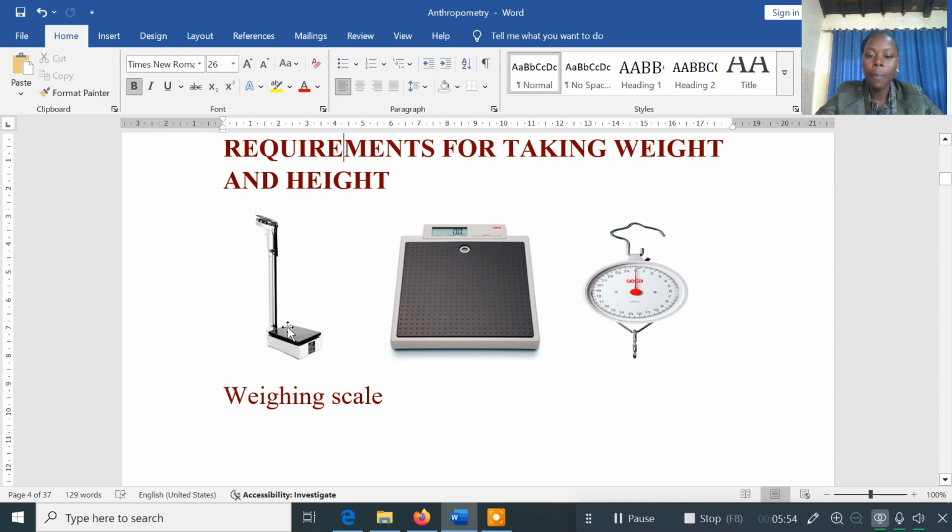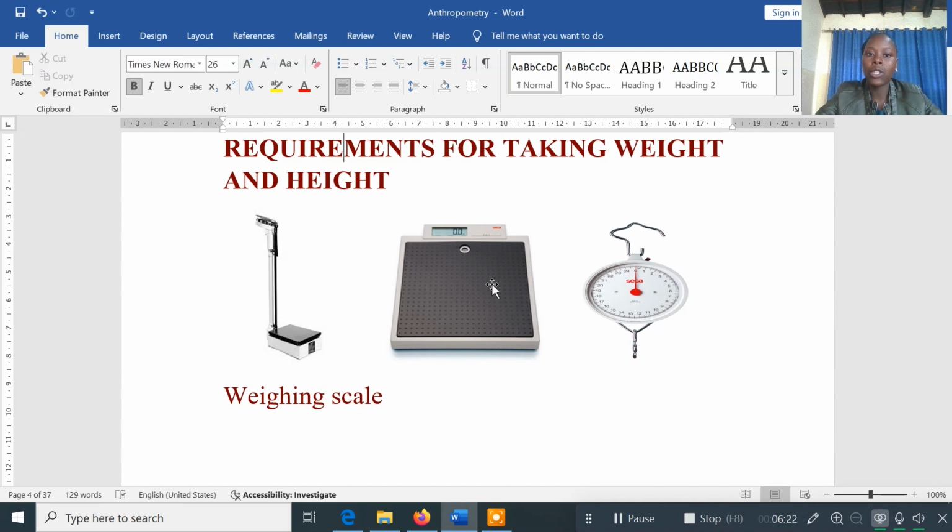Then we also have this other category of weighing scale. This one here is an electronic weighing scale. We shall appreciate it more when it comes to our practicals. We shall be seeing how we use these weighing scales and how we calibrate them, how we operate them, and all that. So this second illustration of a weighing scale is an electronic one.